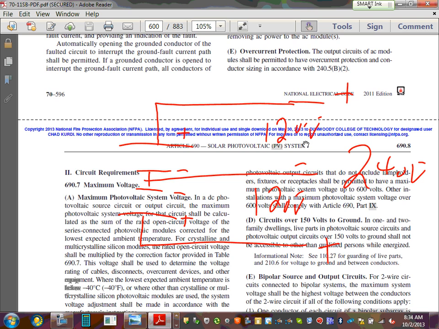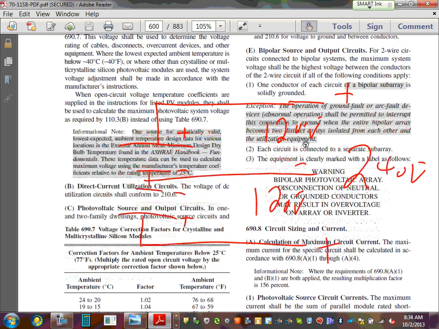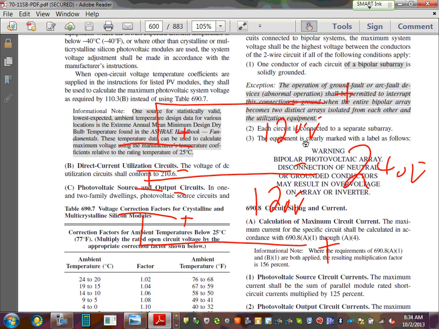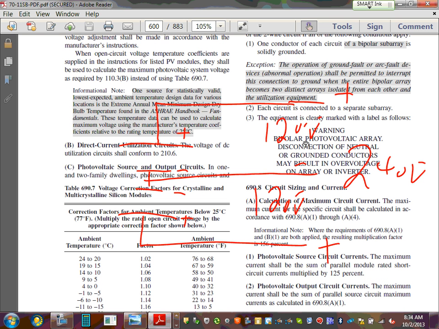Circuit requirement, we talked about this warning. This is where the warning is to disconnect the solar photovoltaic system. Let me get rid of this.